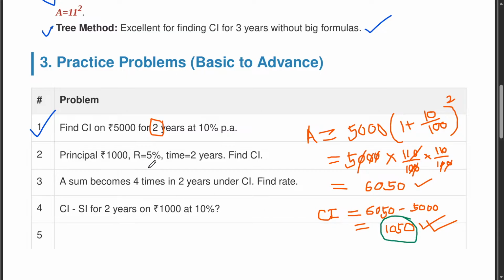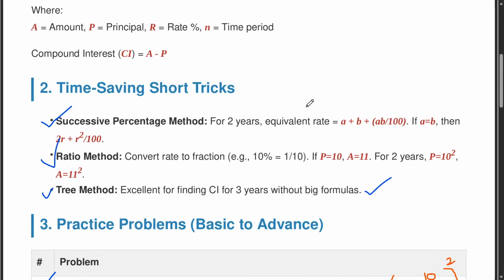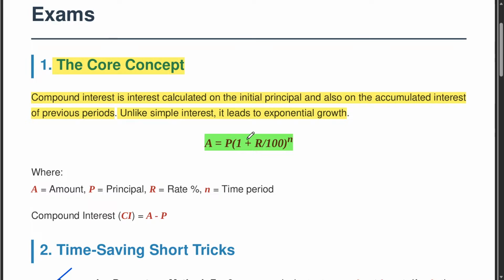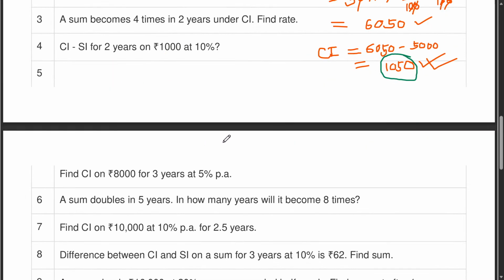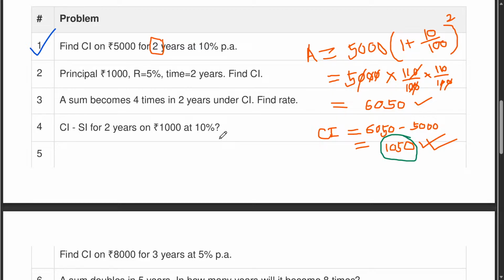Do you understand, students? This is something where you have to put the values in this formula. Now this is similar. This is also similar.